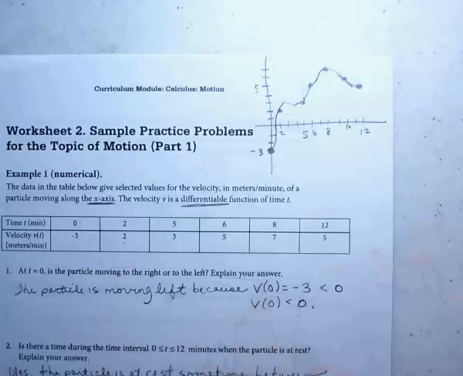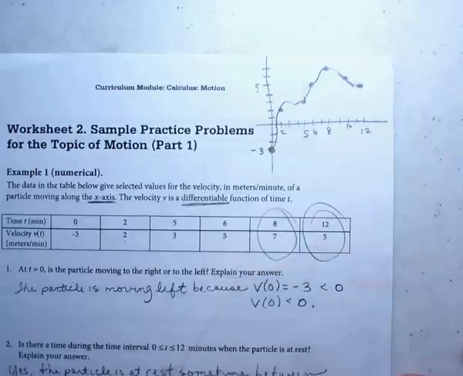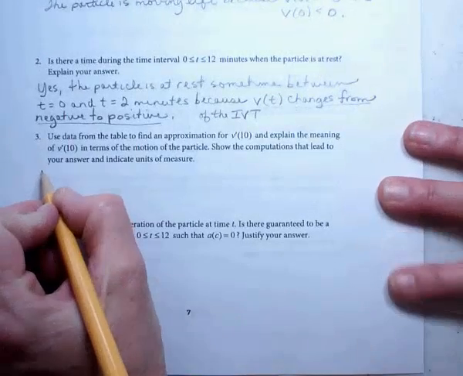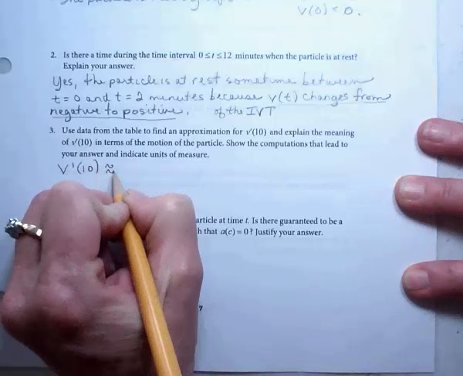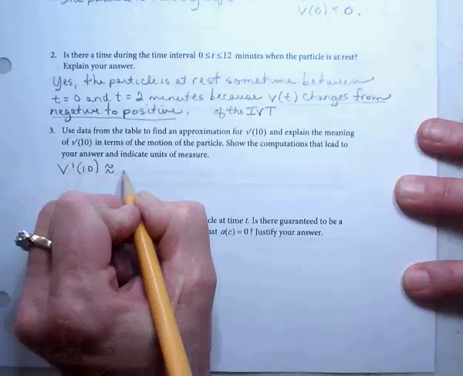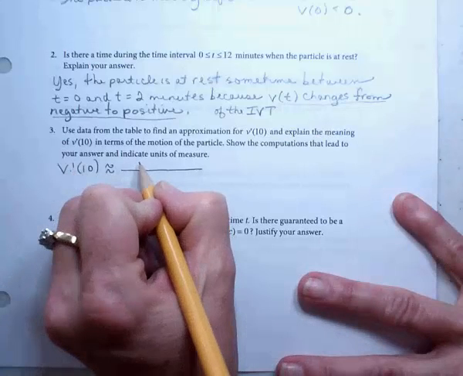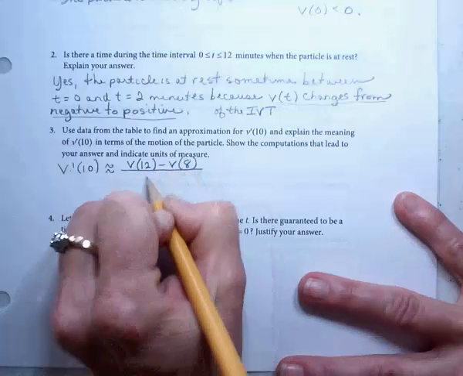To estimate, I choose data points. 10 falls between the times 8 and 12, so let's use those two ordered pairs. I'm going to do a delta y over delta x with these two ordered pairs. The way I'm going to note that is v prime of 10 approximately, so the average rate of change is what I'm going to use to approximate the instantaneous rate of change at 10. So it looks like this: v of 12 minus v of 8 over 12 minus 8.